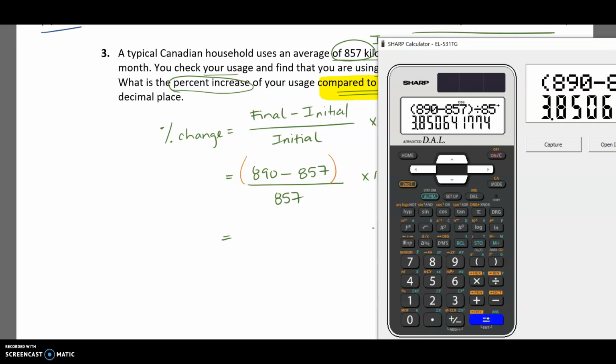3.8506, or to 1 decimal place, 3.9% increase.